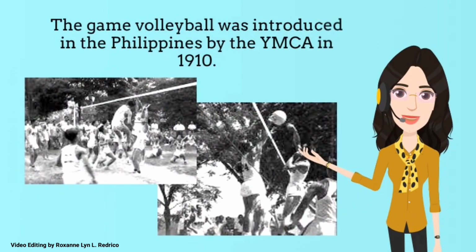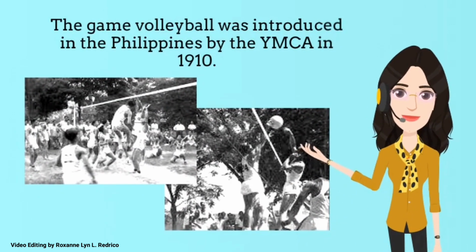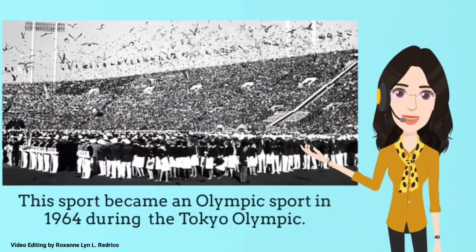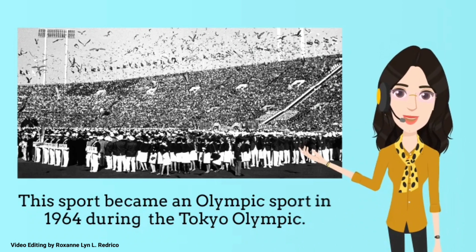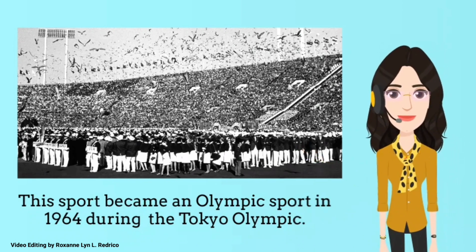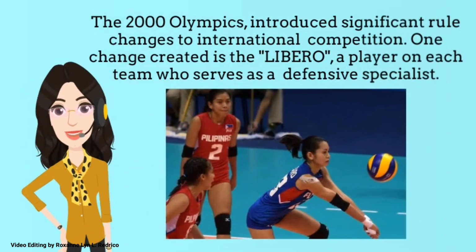The game of volleyball was introduced in the Philippines by the YMCA in 1910. And in 1964, volleyball became an Olympic sport, during the Tokyo Olympics. The 2000 Olympics introduced significant rule changes to international competition. One change created is the libero, a player on each team who serves as a defensive specialist.